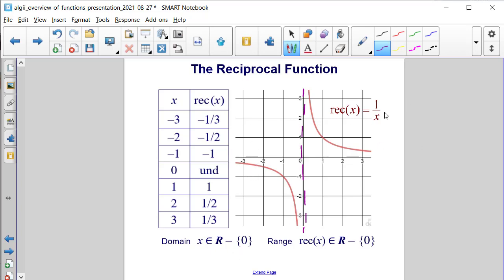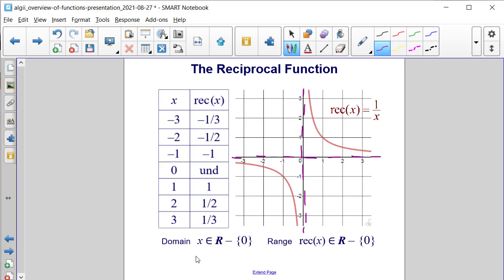And also, since the numerator's power, or exponent, is less than the denominator's exponent, we also have a horizontal asymptote at y equals 0. So that is why the domain consists of all real numbers excluding 0, and the range also contains all real numbers excluding 0.